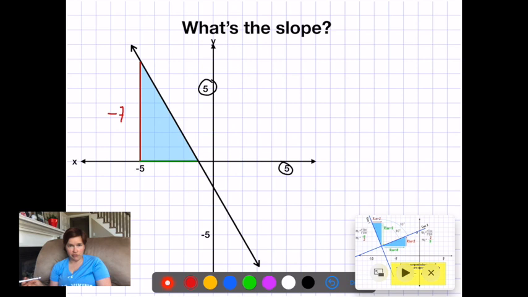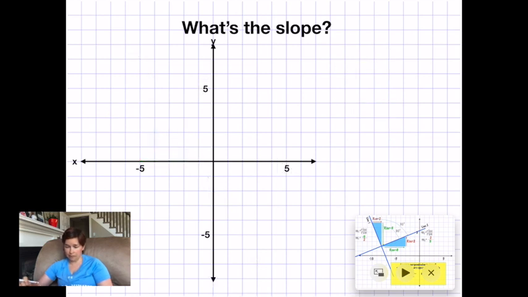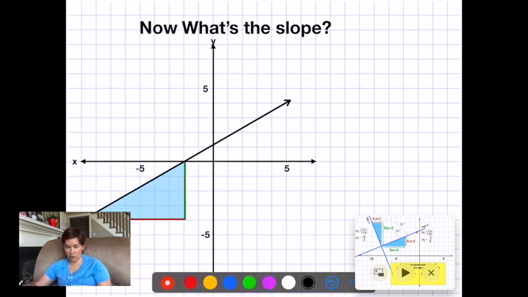My run, again, always treating from left to right, this time I'm going 1, 2, 3, 4. So my slope for this one is equal to -7 over 4. If I write my equation first, like I should, my intro line, which is my formula: slope is rise over run, -7 over 4. Okay, so now if I rotate this and I want to find the slope of the perpendicular line, so again, that's what we had. We've rotated it. Now what's the slope?